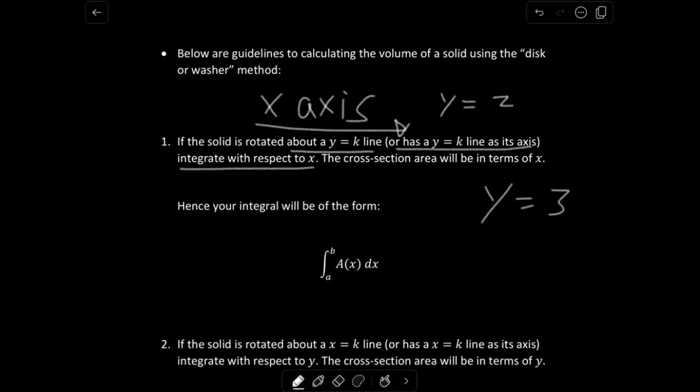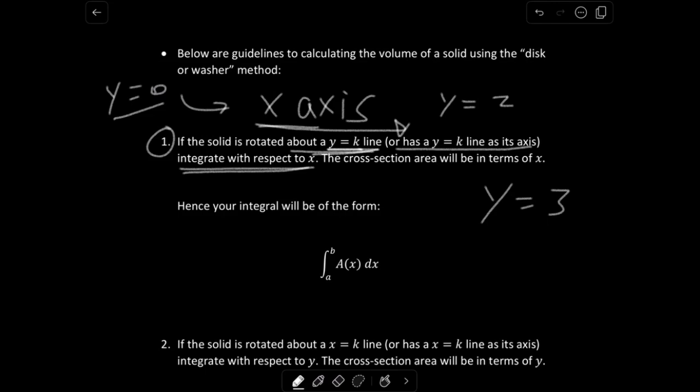Now, I just want to spend some time here. If it's being rotated about the x-axis, think about the equation of the x-axis on the Cartesian plane. The equation for the x-axis is y is equal to 0. It satisfies this condition, y is equal to k. It's a y is equal to k line. In this case, k is 0. So if it's being rotated about the x-axis, you will go to this case. It's case 1. So you're going to integrate with respect to x.